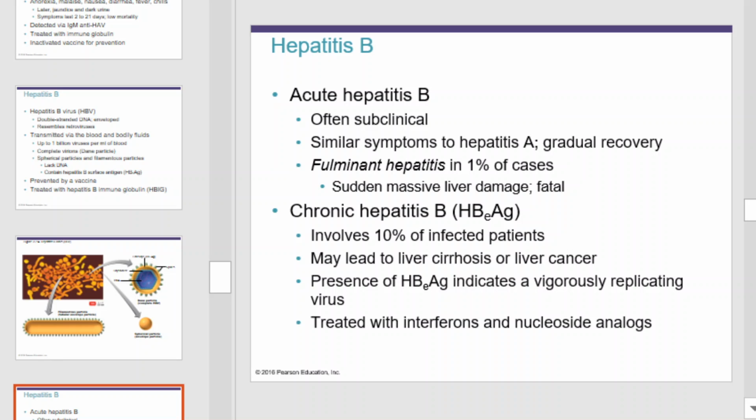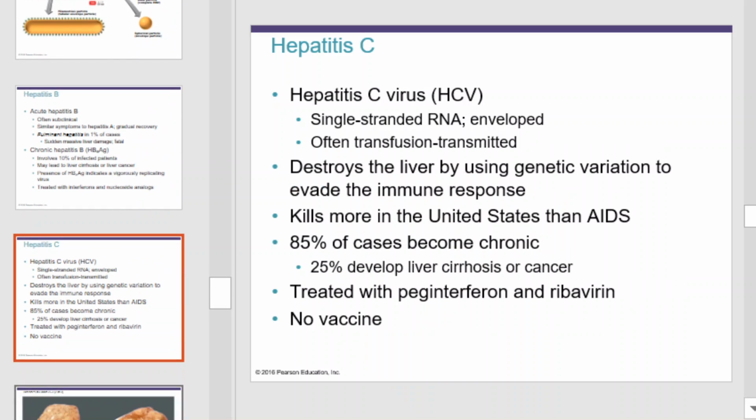The presence of HBeAg indicates a vigorously replicating virus. It's treated with interferons and nucleoside analogs.